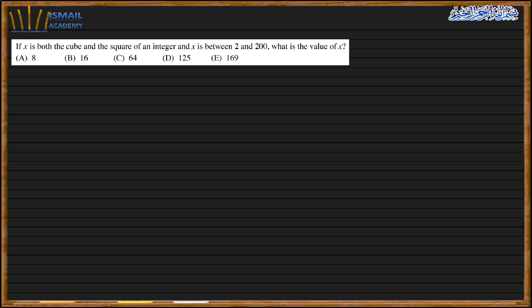So if x is a group of integers, and x is between 2 and 200, x is the cube of an integer, so it can be n cubed, and x is the square of another integer. That means x is between 2 and 200. So I'm not going to look for the square, I'm going to look for the cube between 2 and 200. So what are the cubes we have?